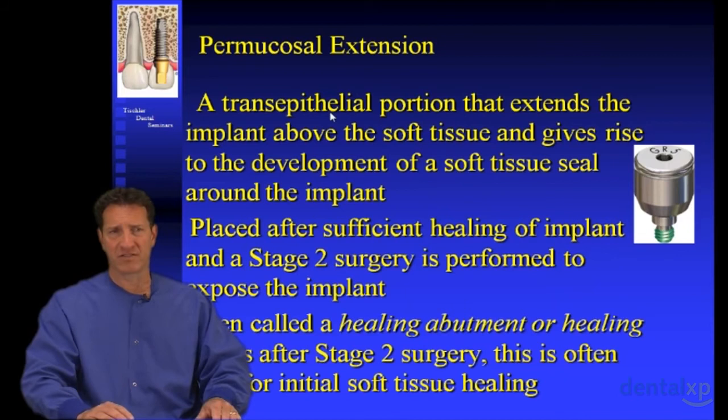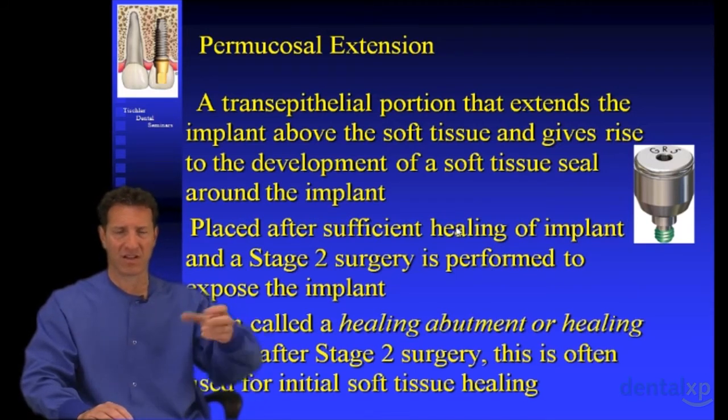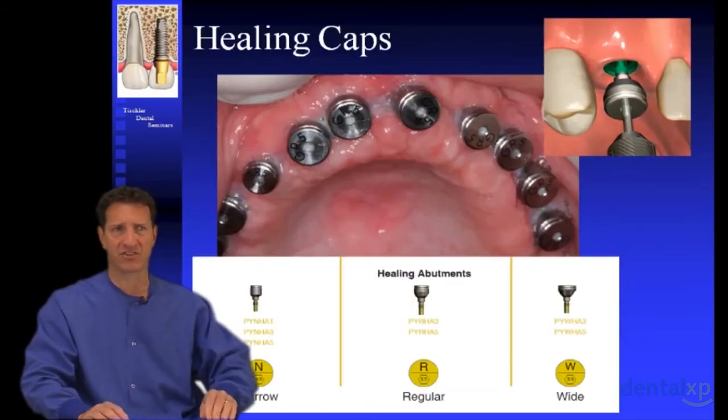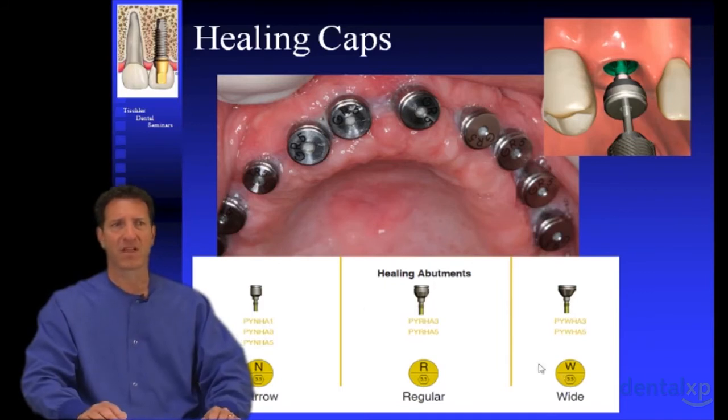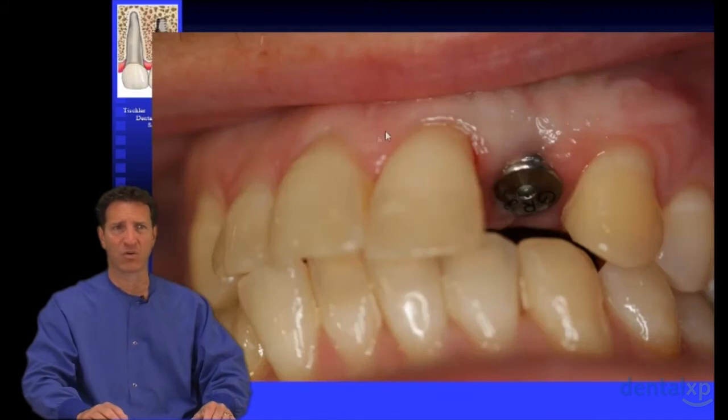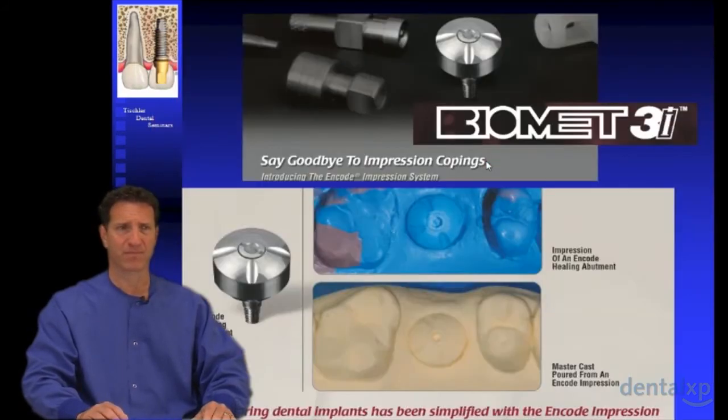Another part you need to understand is the healing cap, also called the permucosal extension. And this is placed when we're going to do this as either a one-stage procedure and leave it uncovered, or after uncovery at stage 2 to leave the tissue so it's going to heal around it. So these are healing caps in a large case, and I'm going to go over cases in just a minute. But there's different heights, different tapered aspects to it, and you can choose that according to the clinical situation. This does help form the emergence profile. And different companies have different variations of it.